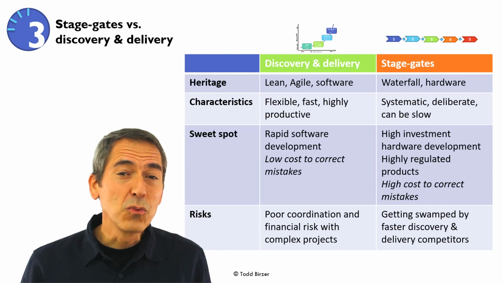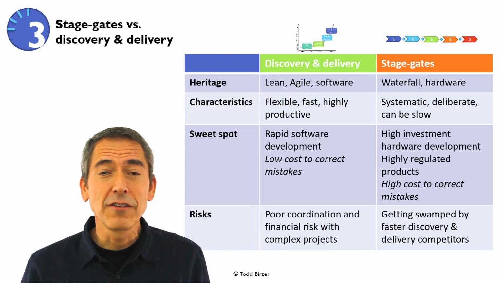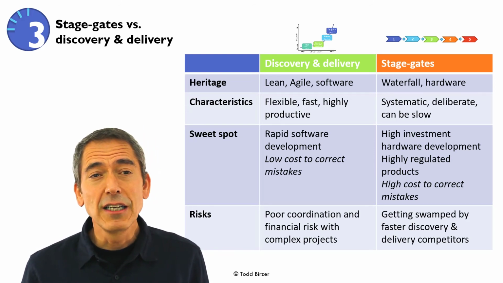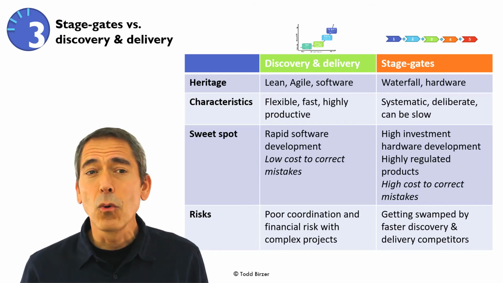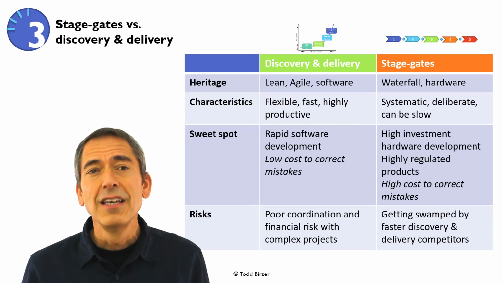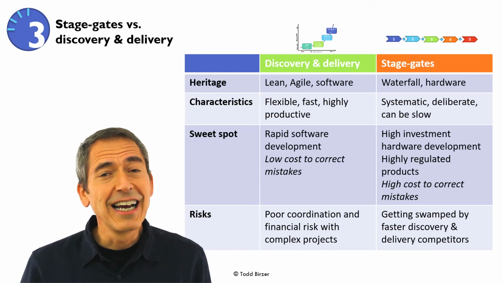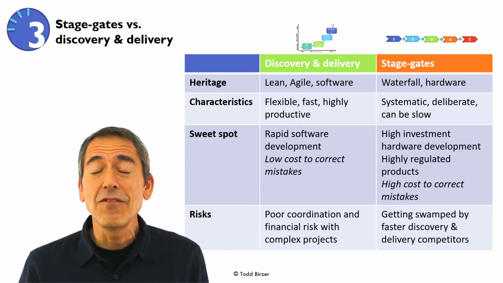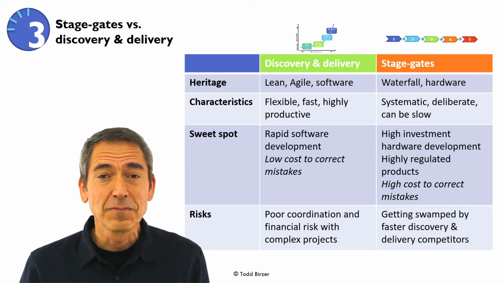All right, there are risks associated with both new product development methods. With discovery and delivery, you run the risk of poor coordination and financial risk with complex products. With stage gates, you risk getting swamped by faster discovery and delivery competitors.